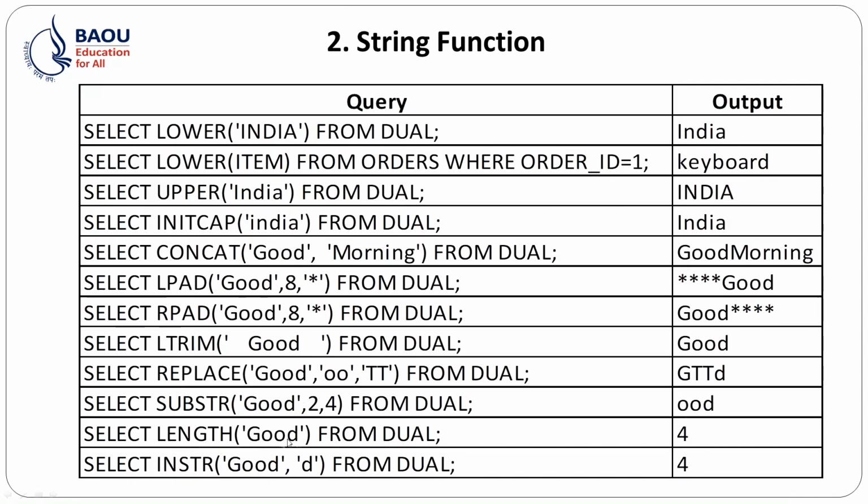Length means the number of characters. Good is a 4 character string. Now INSTR: D is in the 4th position in the string, so the position of D is returned. This one is the 4th position.